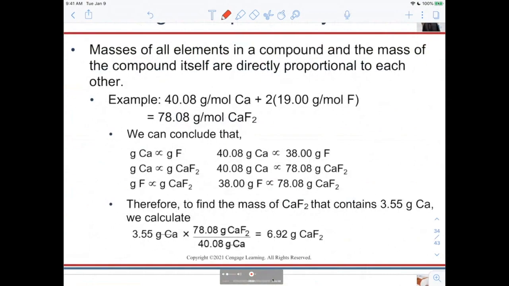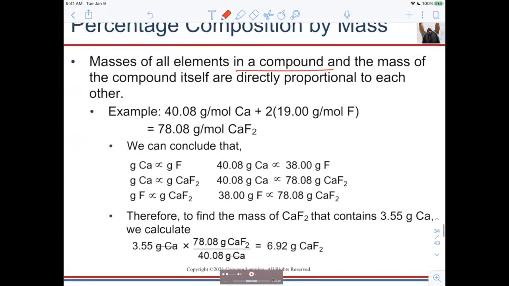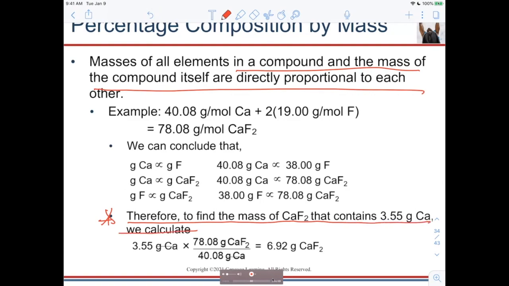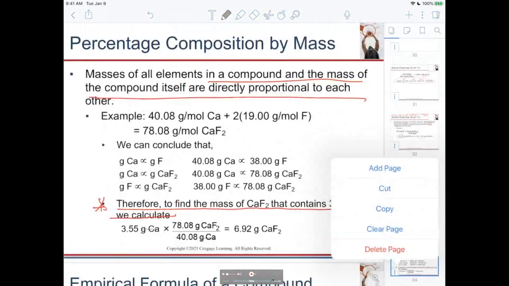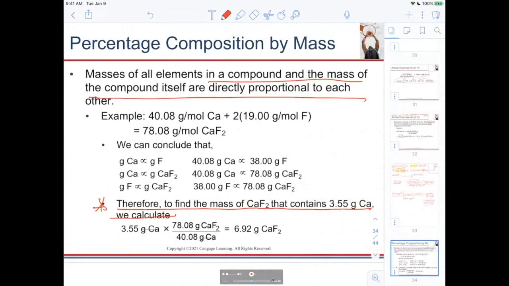Now here they're just telling you once again the masses of all elements in the compound and the mass of the compound itself are directly proportional to each other, or they relate to each other. Okay, so they're saying here the question wasn't even provided until down here. Therefore, to find the mass of calcium fluoride that contains 3.55 grams of calcium, this is what we're going to do. Okay, let's do that from scratch, because I feel like they started in the middle. I'm like, wait, what happened? Okay.